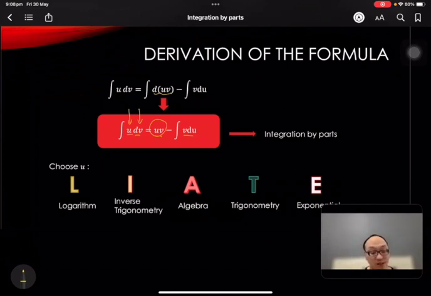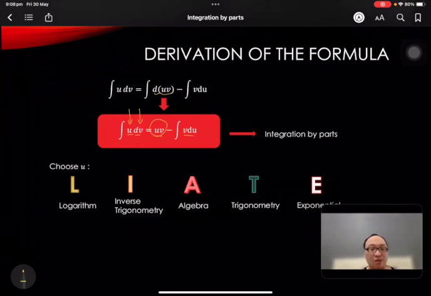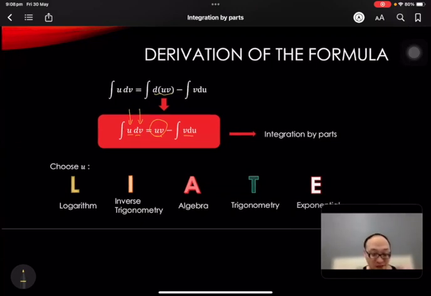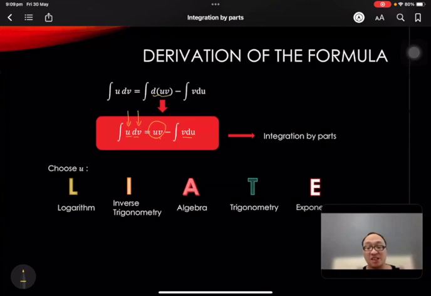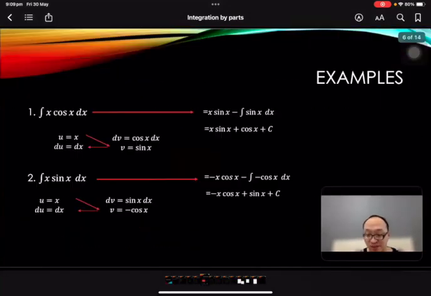In logarithm, usually we have ln x. For the exponential, we have e to the power of something. Now, how do you choose u? Whichever comes first, you choose as u. If you have logarithm and algebra, since L comes first, you choose the logarithm as u and the other one as dv. So let's see the examples.